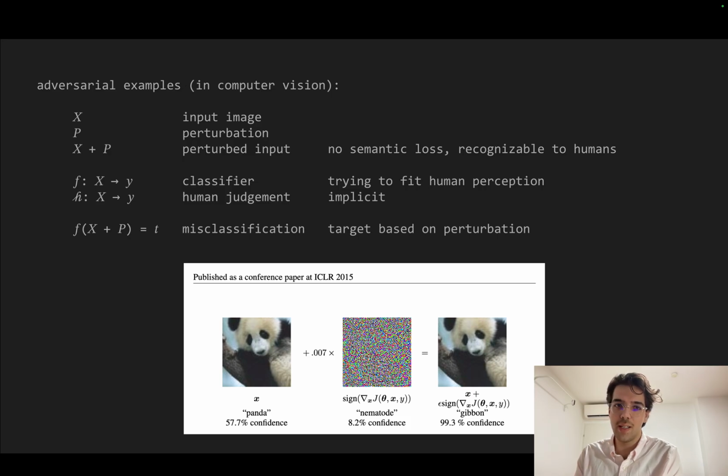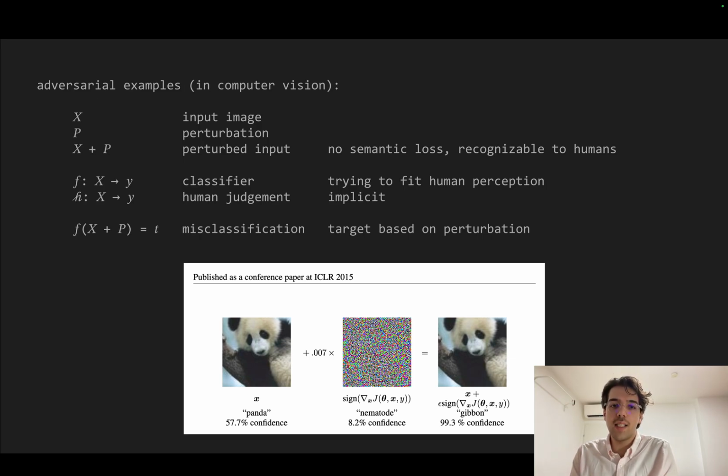So what is an adversarial example in computer vision? You have an input image X, and a perturbation that you can apply on X with an arbitrary intensity epsilon. The only constraint is that you aren't allowed to have semantic loss of key features that make the image unrecognizable to humans. This is, of course, hard to measure. You usually have some kind of threshold, and you can actually quantify that, and we'll come to that in the next slide.